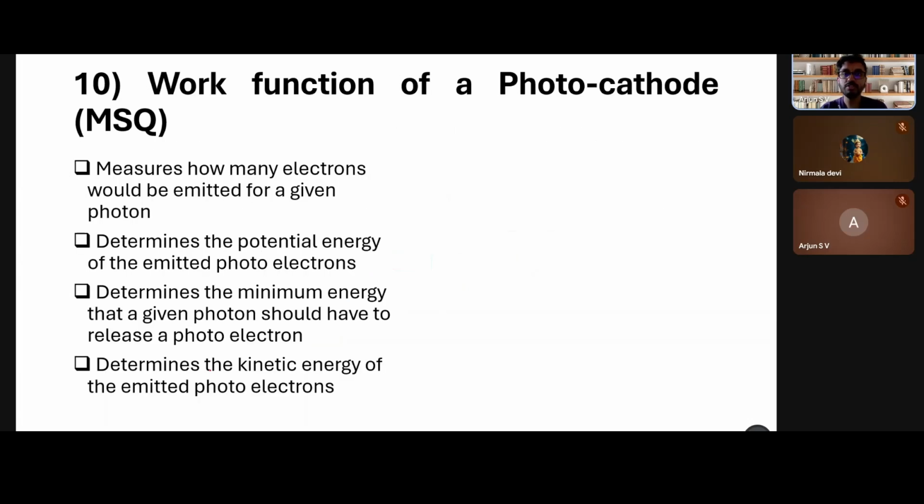And the last question: the work function of a photocathode. It's an MSQ. We have to find out the work function of a photocathode. There are 4 options here. Measures how many electrons would be emitted for a given photon. Determines the potential energy of the emitted photoelectrons. Determines the minimum energy that a given photon should have to release a photoelectron. And determines the kinetic energy of the emitted photoelectrons. Which one of these is correct?